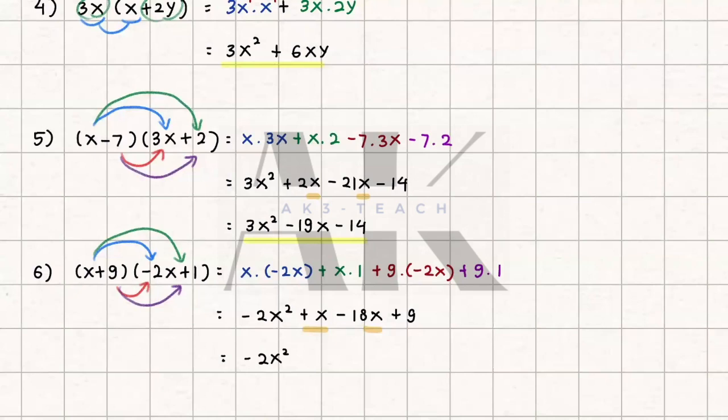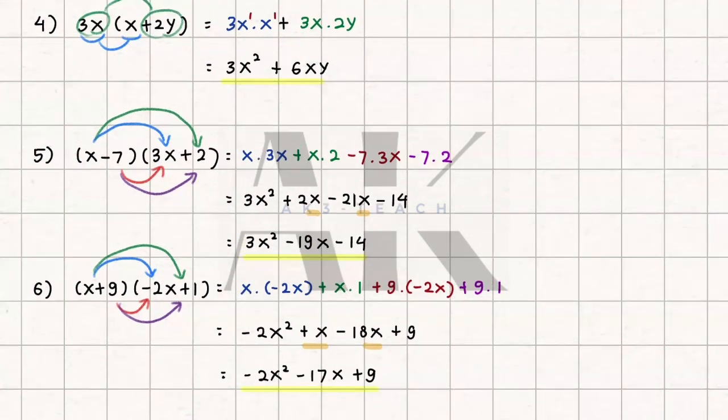Plus x is actually plus 1x. You see the green writing? Here, it's actually 1x, but we don't write the 1 when you have a variable. So if you see a variable standing alone, like in this case x plus 9, it's actually 1x plus 9. But if it's 1, we have a habit of not writing it. Okay, so plus 1 minus 18 gives you negative 17x plus 9. Now this is the final answer for practice question 6.